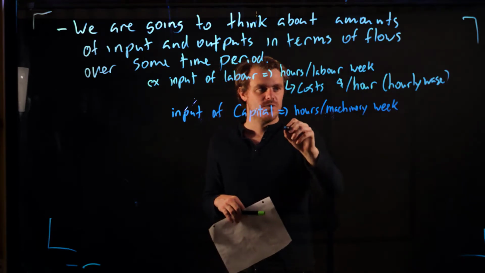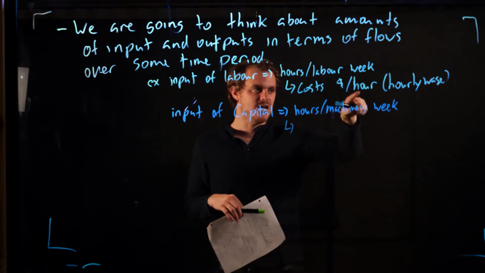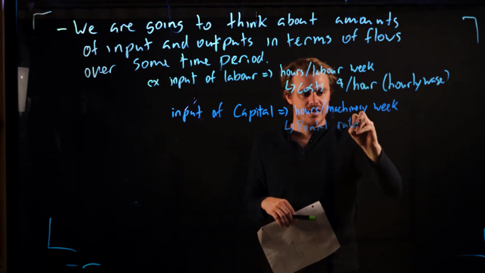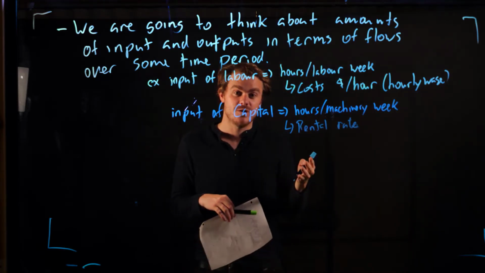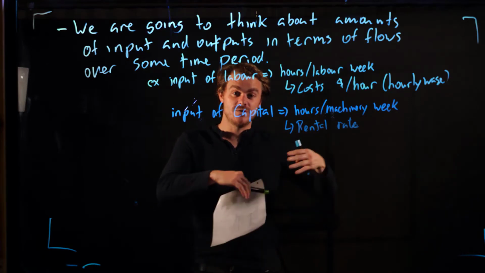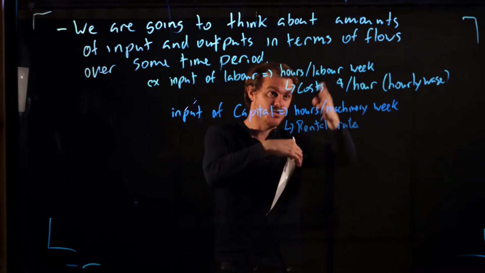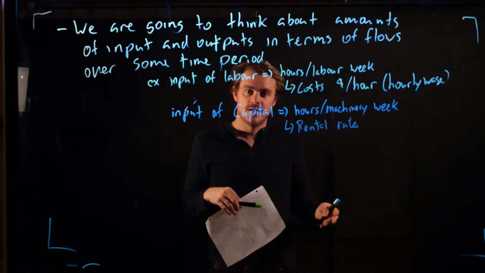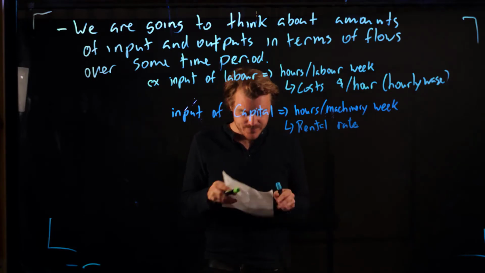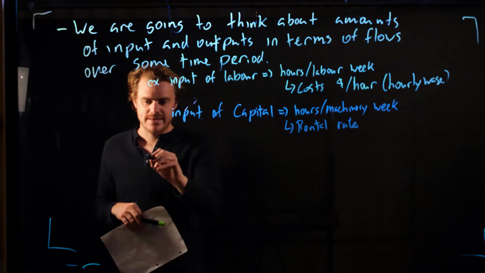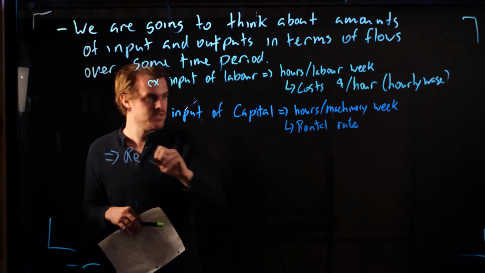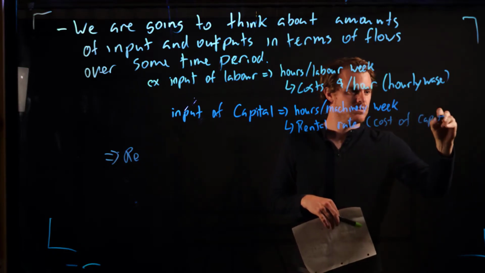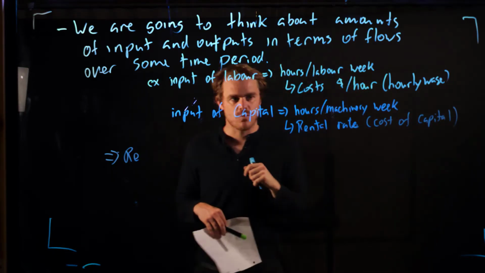So here, instead of thinking about the cost of hours per week, we're going to use something called the rental rate. This is something we would have to compute. It would be the cost of using that machinery for, let's say, a week, if that's our flow period, and then selling it back afterwards, or just renting it for a week. So the cost of capital is going to be what we call the rental rate of capital.